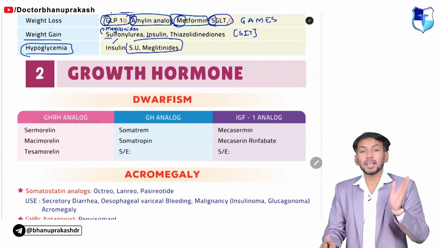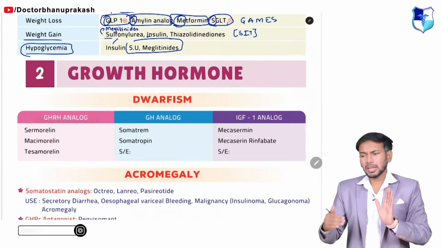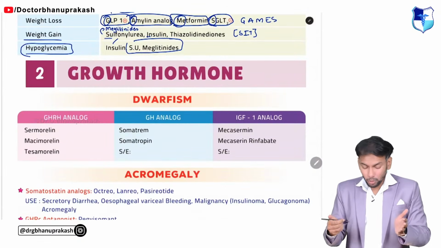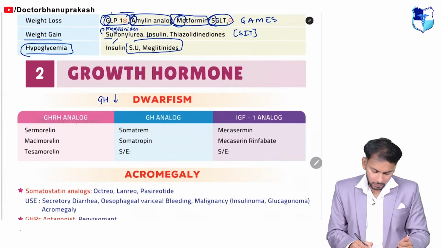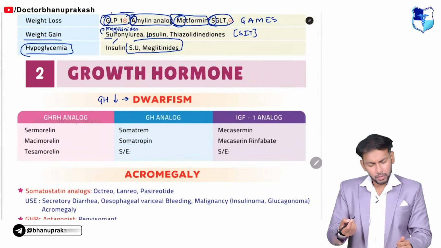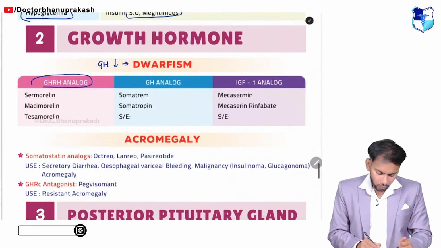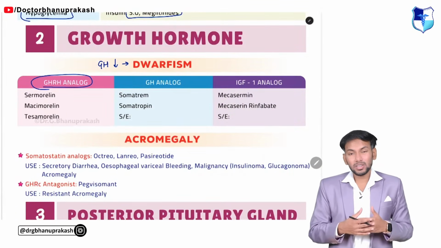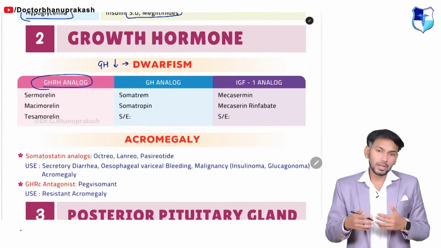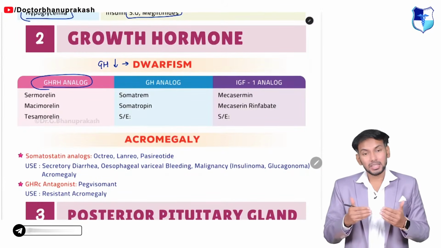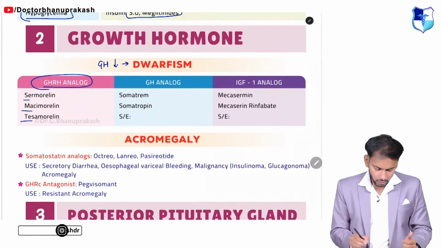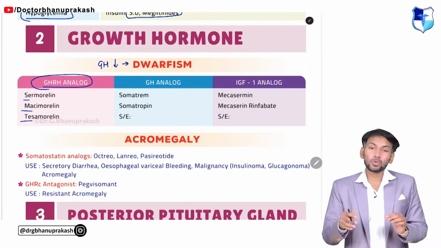Growth hormone, if it is decreased, it will cause dwarfism. Increased, it will cause acromegaly. So, if growth hormone is decreased, what is the treatment? You have to increase the growth hormone. So, first we will see there is something known as growth hormone releasing hormone analogs. These are sermorelin, macimorelin, tesamorelin.